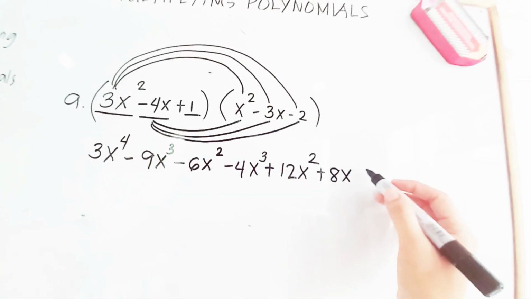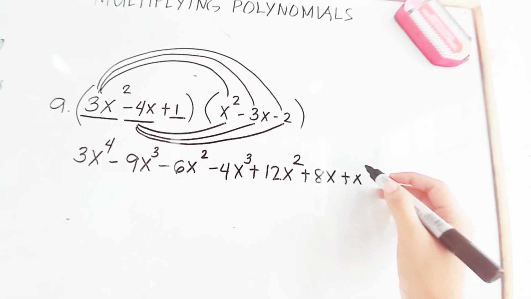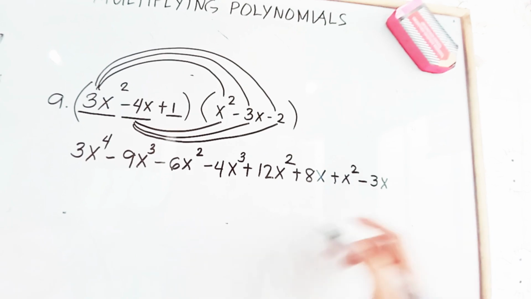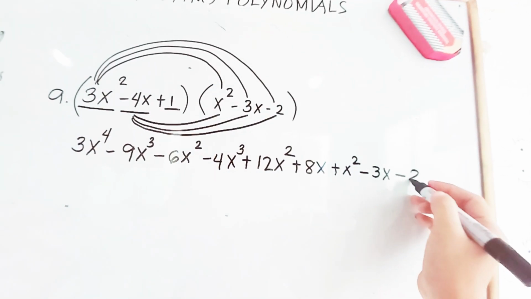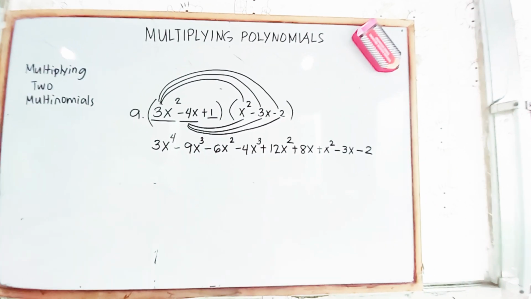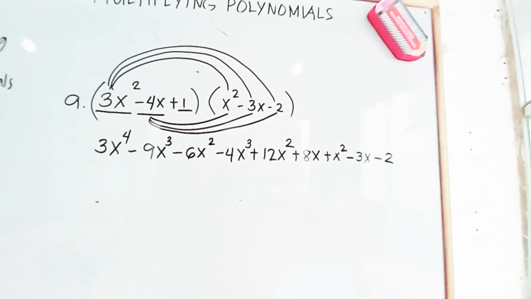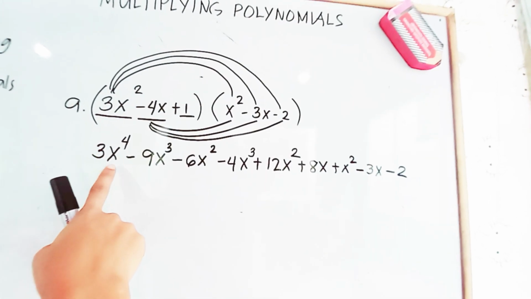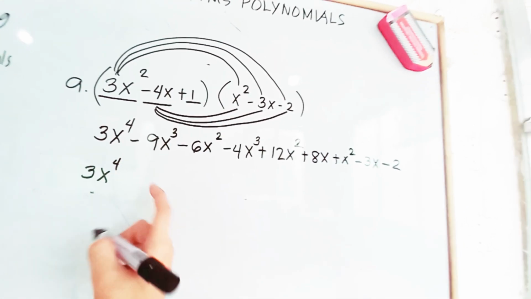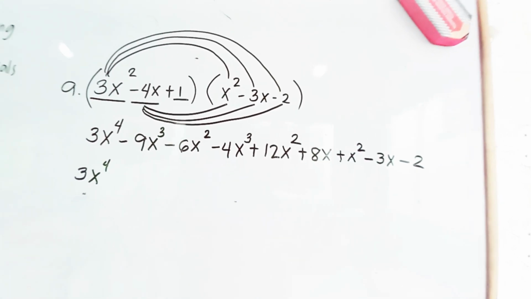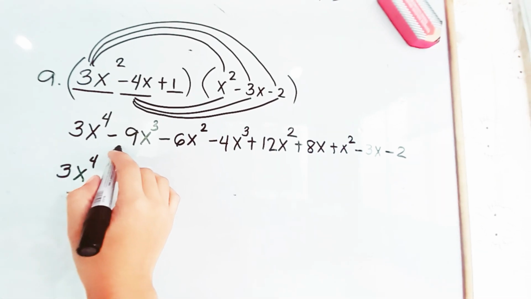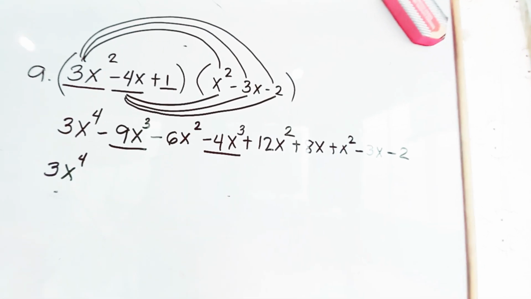So 1 times x squared, that is positive x squared. 1 times negative 3x, negative 3x. 1 times negative 2, negative 2. So we're done distributing each term. So we will proceed to combining like terms. So we will start with the term that has the highest degree. So we will just copy 3x raised to the power of 4 because there's no other term that has a degree of 4. So next to 4, we will proceed to the degree of 3. So this one. So let's combine.